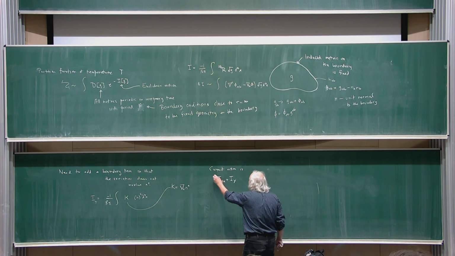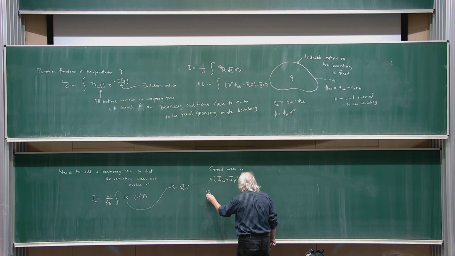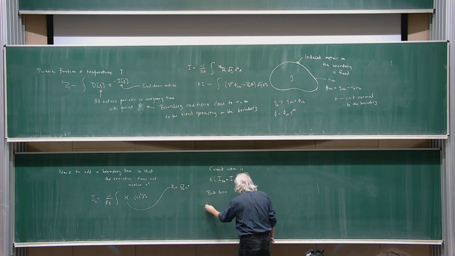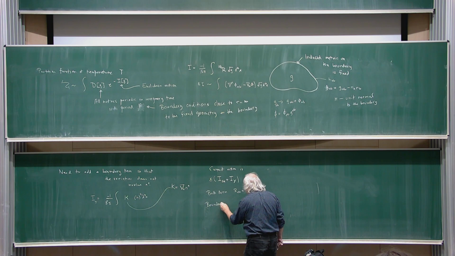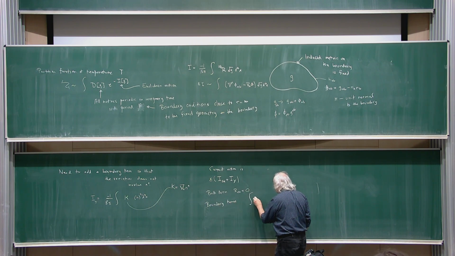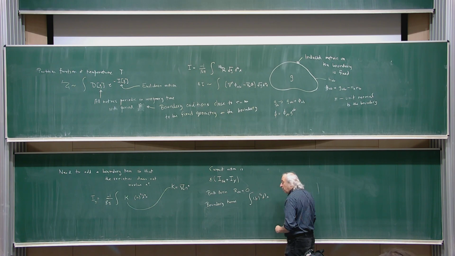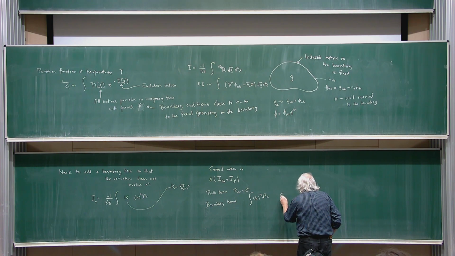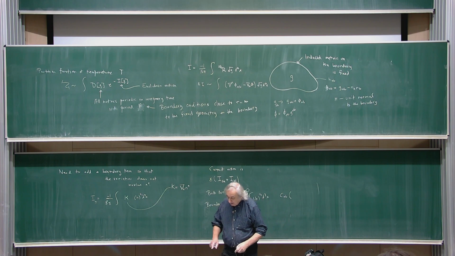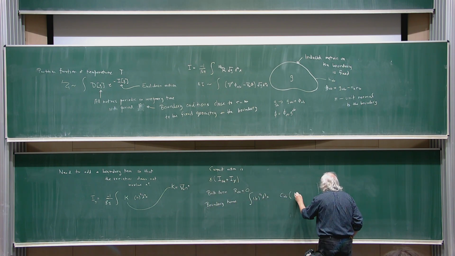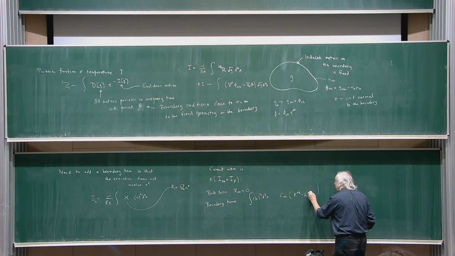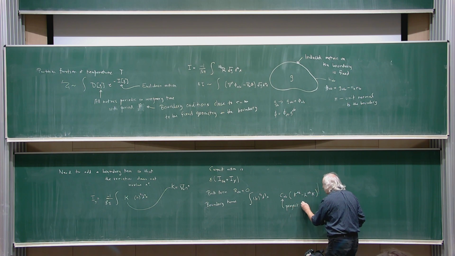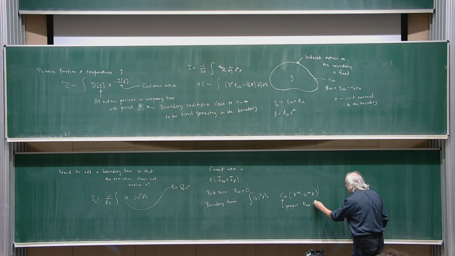If I vary this action, I will discover that the bulk term gives me R_AB equals 0, and the boundary term amounts to the integral over the boundary of C_AB, I'll tell you what C_AB is in a moment, times K_AB minus H_AB times K. C_AB is the projection of phi_AB, the metric variation, into the boundary.